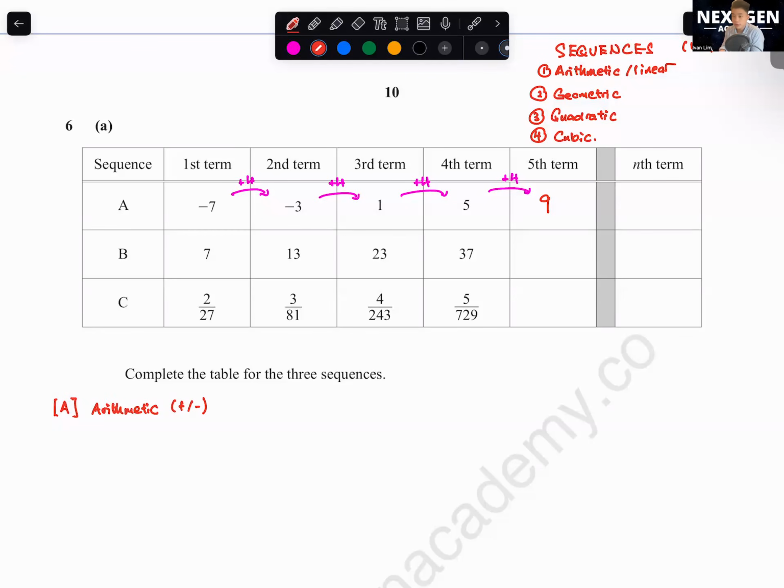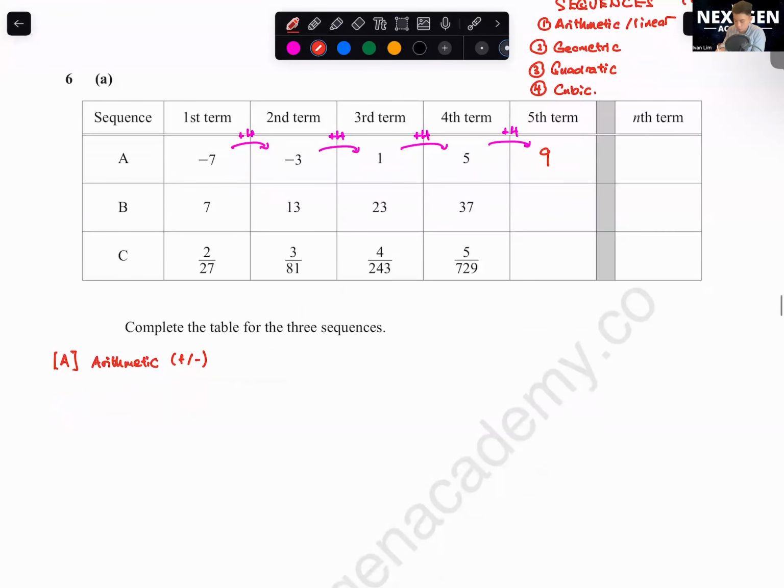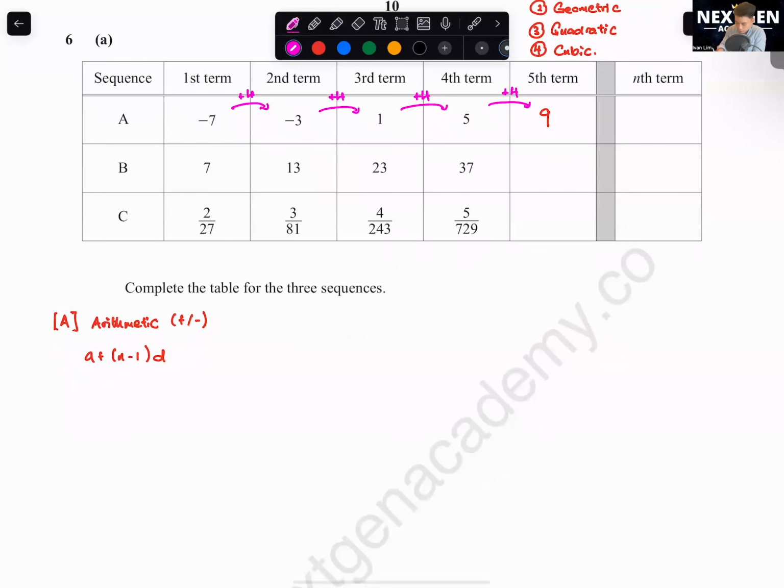How do I come up with a general equation for an arithmetic sequence? We need to remember this. The nth term will be a plus n minus 1 d. You don't need to use any other formula, and don't do trial and error. We will just use a plus n minus 1 d. What is a? a represents the first term. d is your common difference.